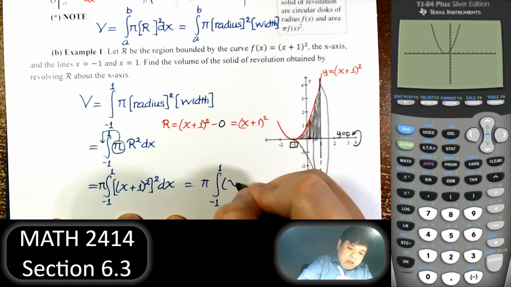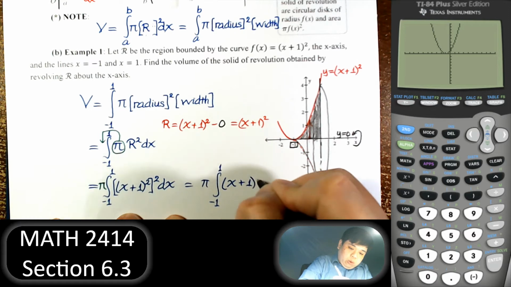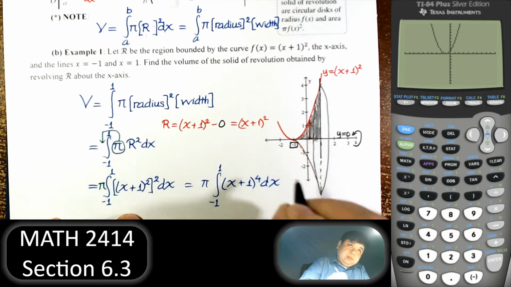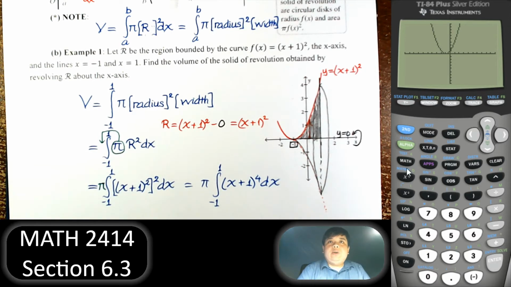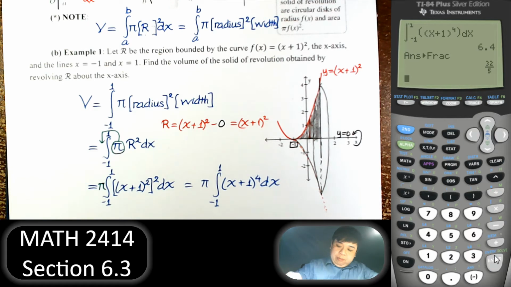Is x plus 1 to the 4th dx. Right. So math option number 9, going from -1 to 1, and the function is x plus 1 to the 4th power dx. We're going to do this first. Leave the pi out of it, convert to fraction. So 32 over 5.